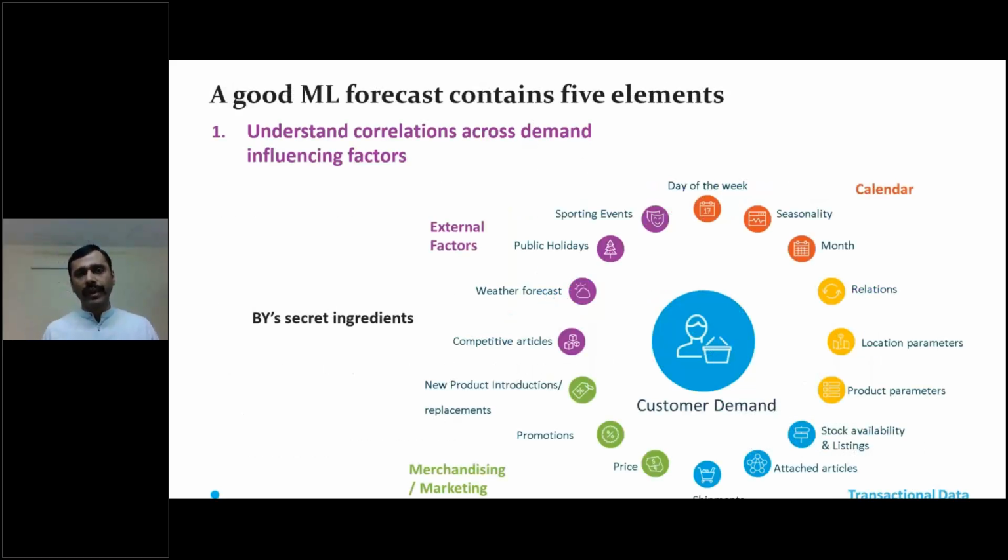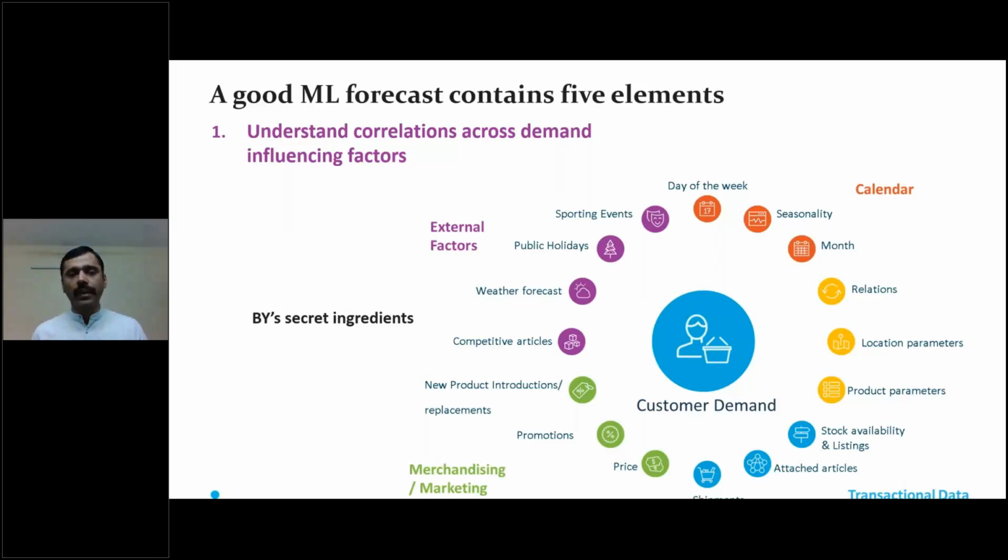So in my view, I've kind of summarized this, that a good machine learning based forecasting approach, right? It consists of 5 elements. We'll go through each of these 5 one by one. The first one is the ability. The algorithm should have the ability to consider the interaction of different parameters, different influencing factors.